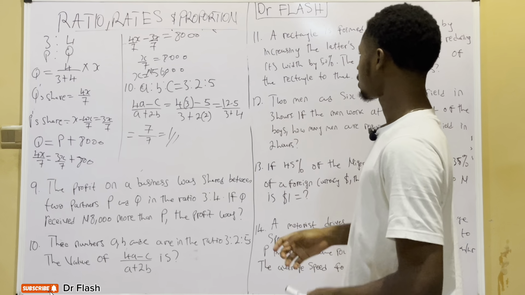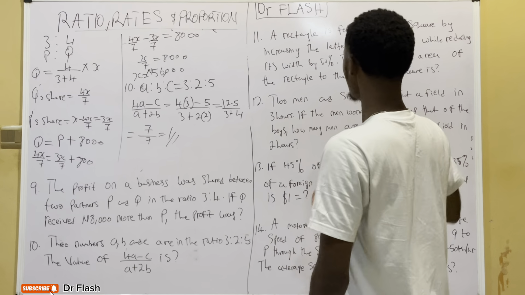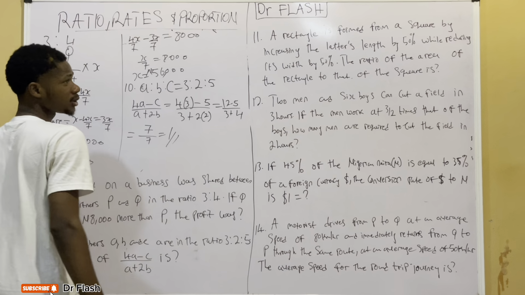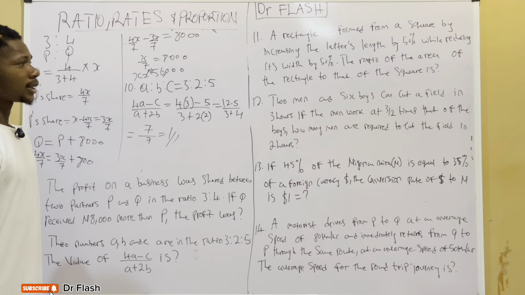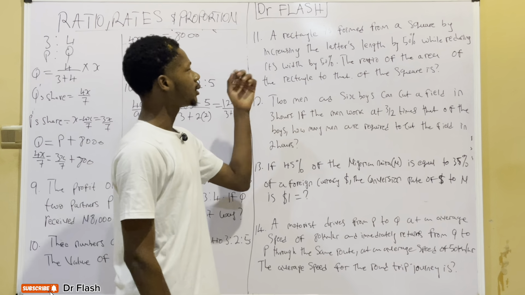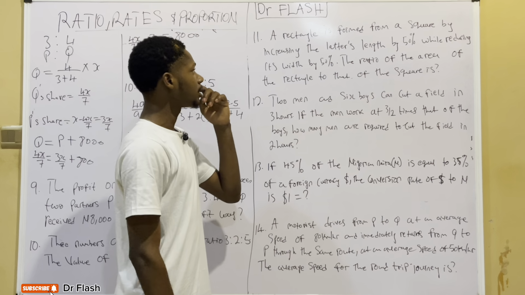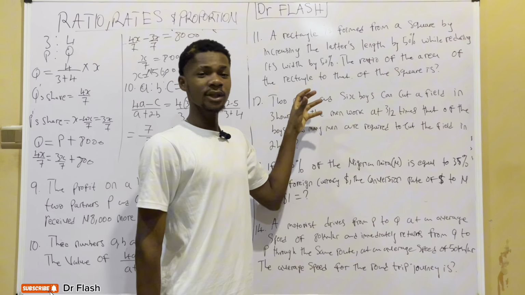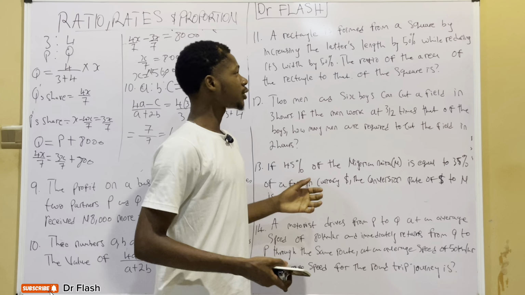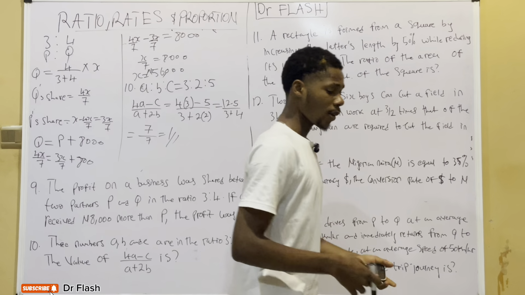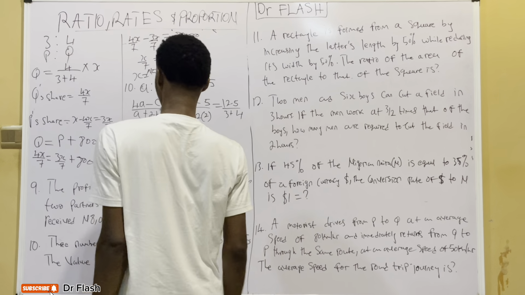Now, the next question on the board says, a rectangle is formed from a square by increasing the latter's length by 50%, while reducing its width by 50%. The ratio of the area of the rectangle to that of the square is, now you notice that initially we're having a square, and then they created the rectangle for me. What did they do? They changed the sides by increasing one and decreasing the other side. It simply means one will be longer than the other, automatically becomes a rectangle, and we're asked to find the ratio of the new areas that is being formed.